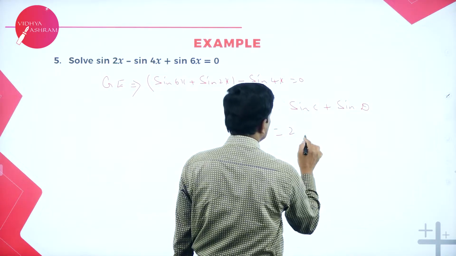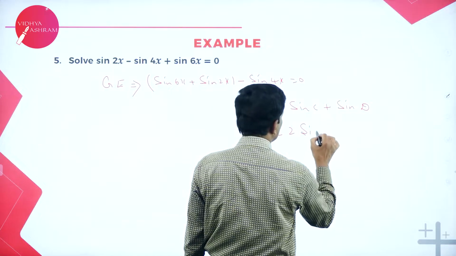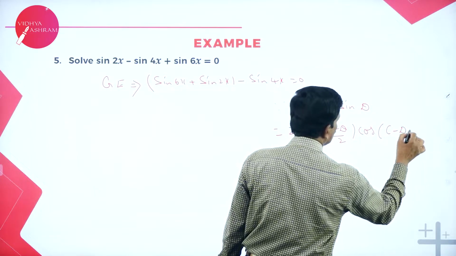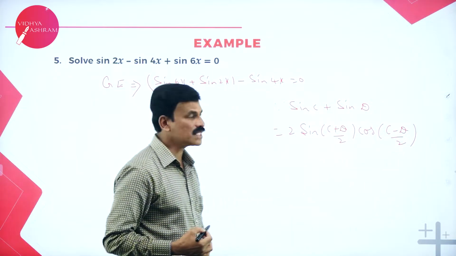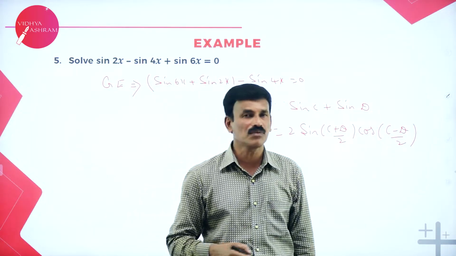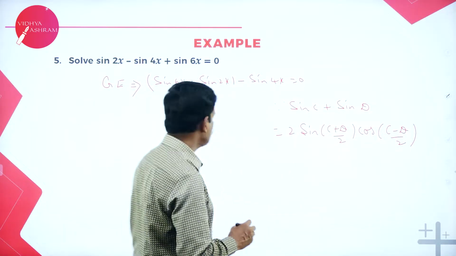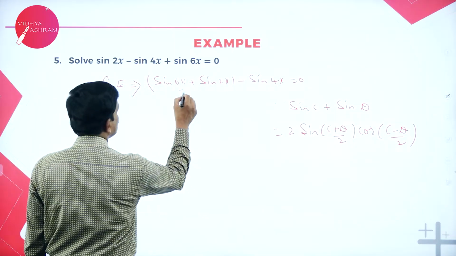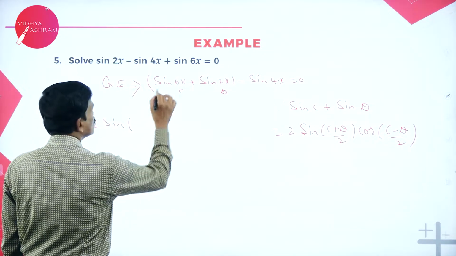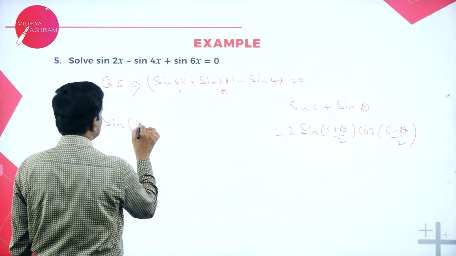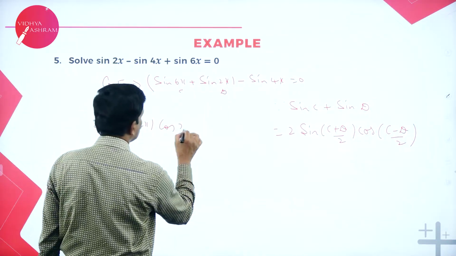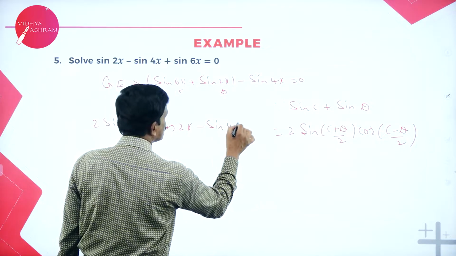Sine C plus sine D is equal to 2 sine of C plus D by 2 into cos of C minus D by 2. Using this formula, we can simplify. Here C is equal to 6x, D is equal to 2x. So this is 2 sine of 6 plus 2 is 8 by 2, which is 4x, into cos of 6 minus 2 is 4x by 2, which is 2x, minus sine 4x is equal to 0.